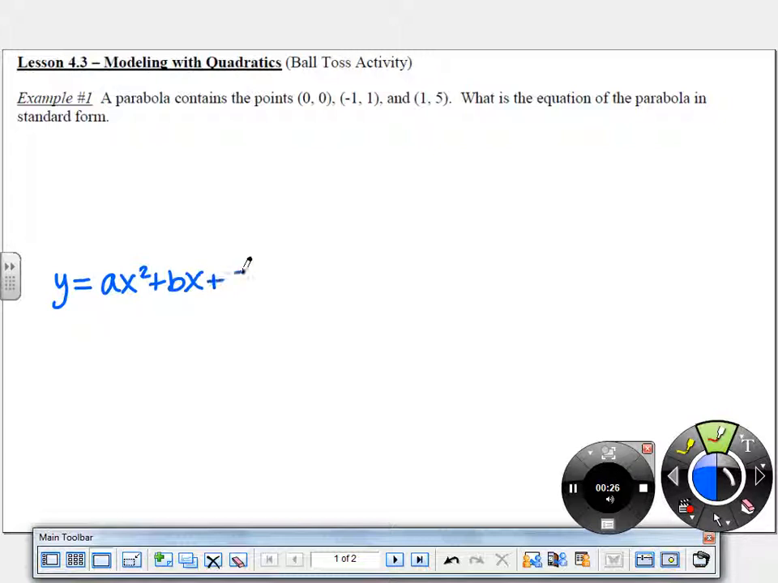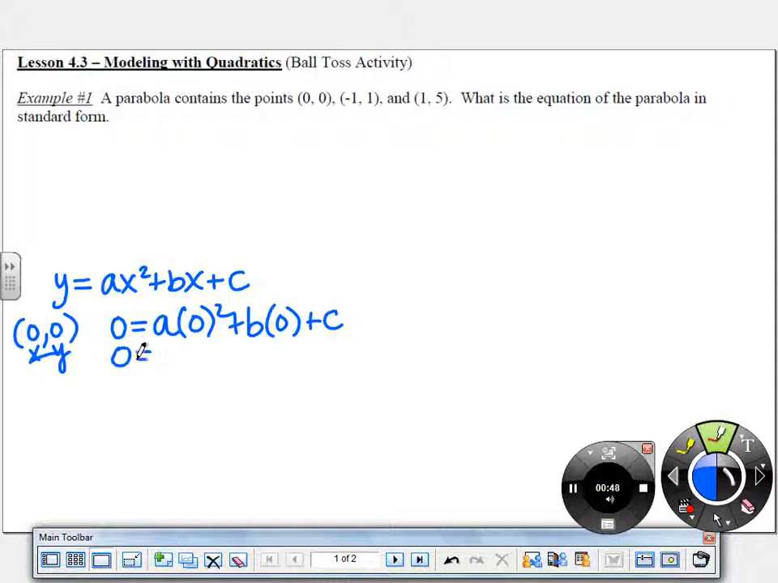And you really have no other information except for the 3 points, so we're going to use them. What I mean by use them is we're going to take each point and let it be an x and y value in the standard form of our equation and see what that looks like. So when I plug in 0, 0, I have an equation which simplifies on the right side. That's 0, and I just get that c is equal to 0. So I now know that the constant in my equation is 0.